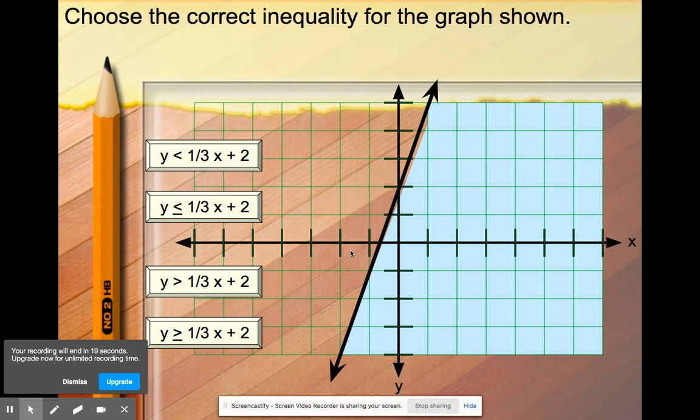If we were to guess this, we can start with, well, it's a solid line, so it has to be greater than or equal to or less than or equal to. So A and C are out. And then it's shading everything below that line, so it has to be less than, which means A is our answer. Go ahead and watch the next video.